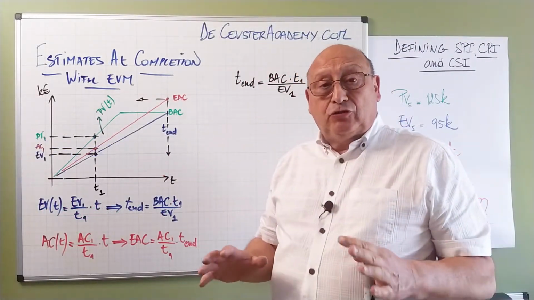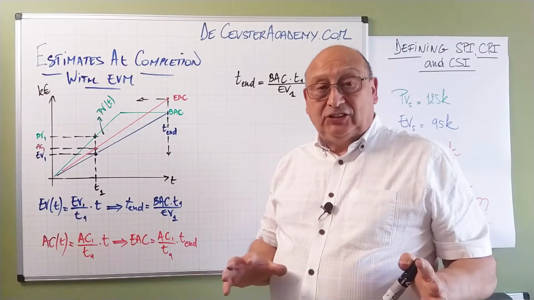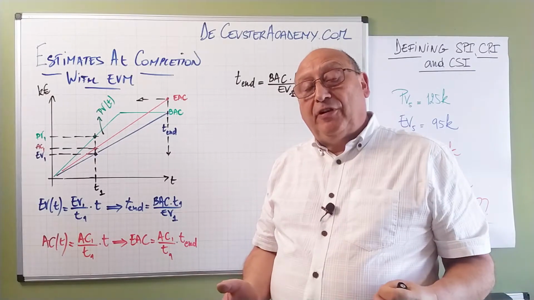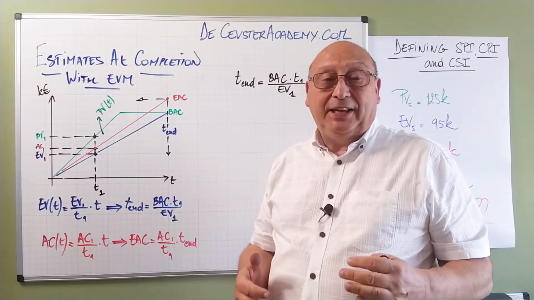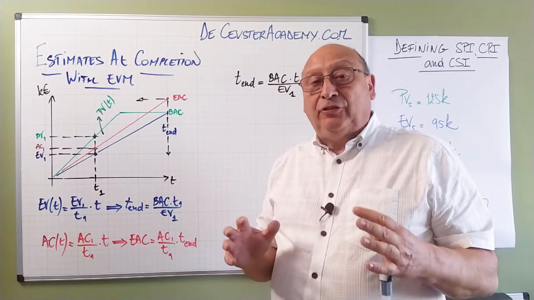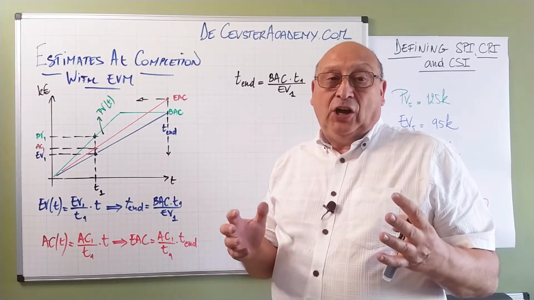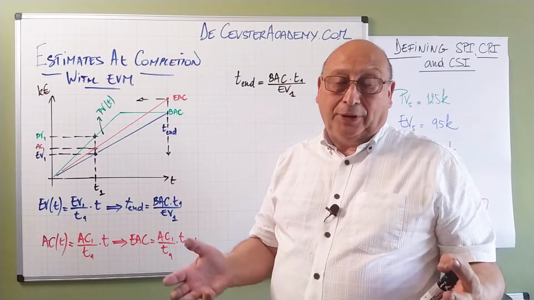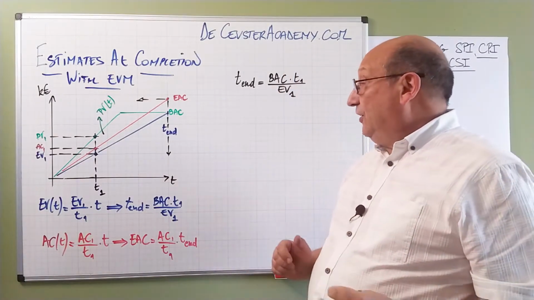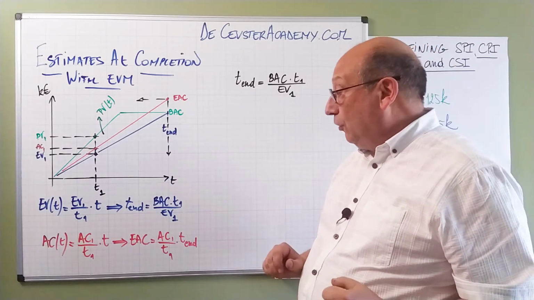Based on the previous drawing and the formulas, the equations of the line of the earned value as a function of time and the actual cost as a function of time, we can derive the formula to get an estimate at completion. It's one specific estimate at completion that we can derive very quickly from these formulas.